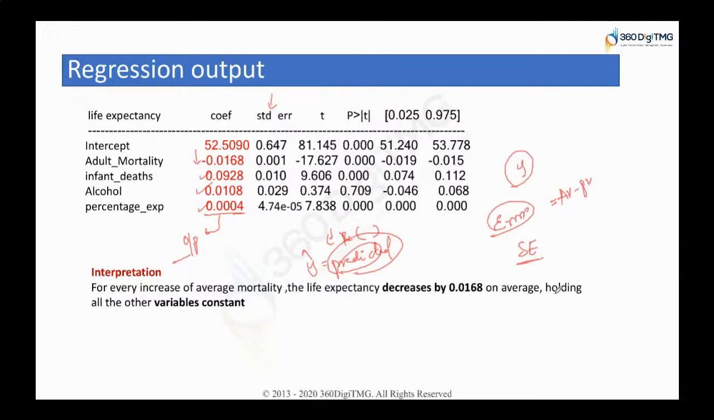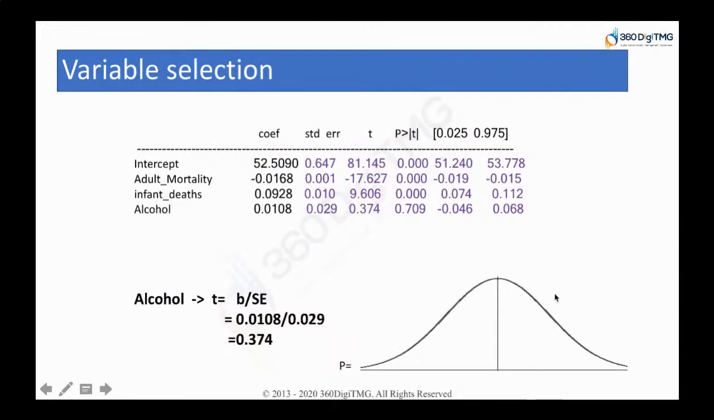So you have a positive or negative relation. It depends, so you have it for all the variables here. Now let's talk about the t statistics, the t value you are seeing here. It is adult mortality, infant deaths, alcohol. So what is this t and p, and how are you getting this t value? The t value is nothing but the coefficient you have got divided by the error, the deviation from the line, the standard error.